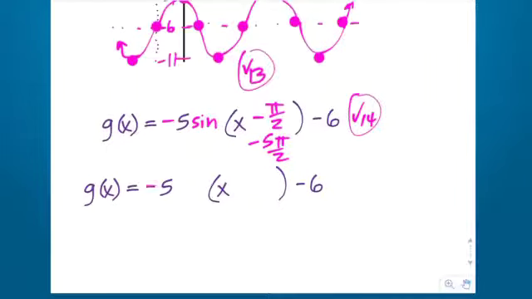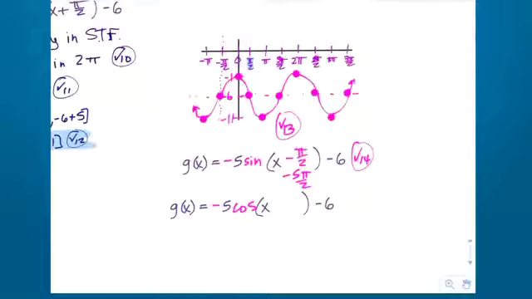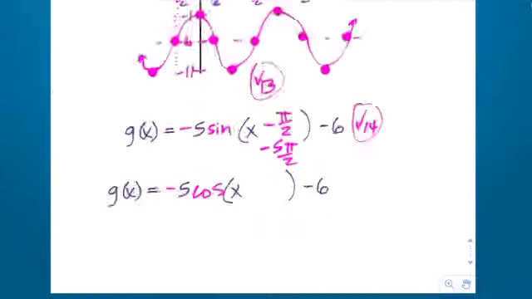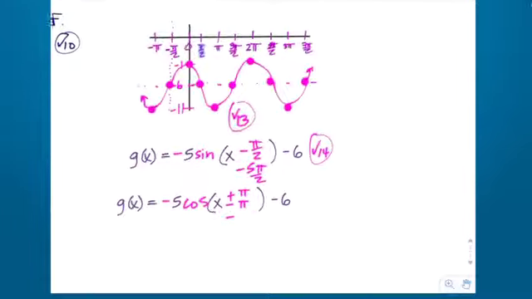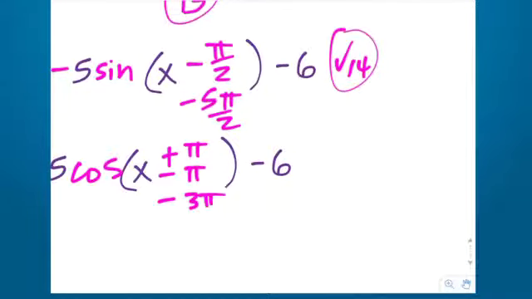All right, so a negative cosine. Now we have a negative a value. For negative cosine, we're looking for a low point. We have 3 of them shown. So either plus pi, that moves it left, or minus pi or minus 3 pi. So plus pi, minus pi, or minus 3 pi. Any one of those could be the 15th check.